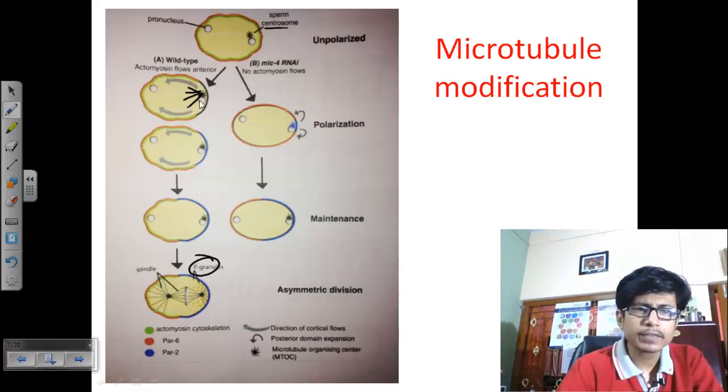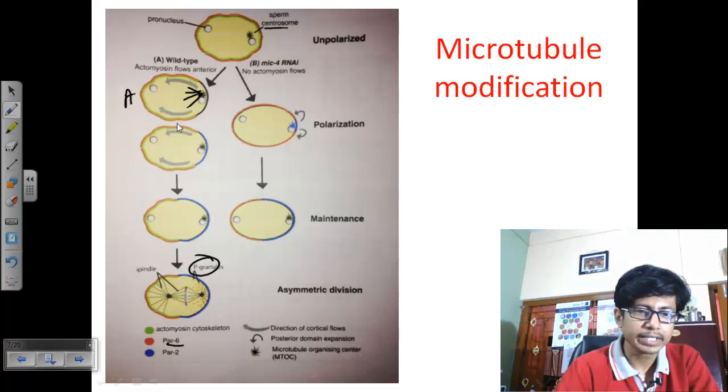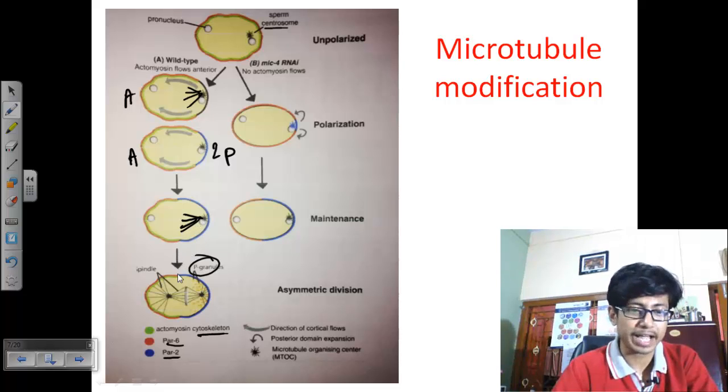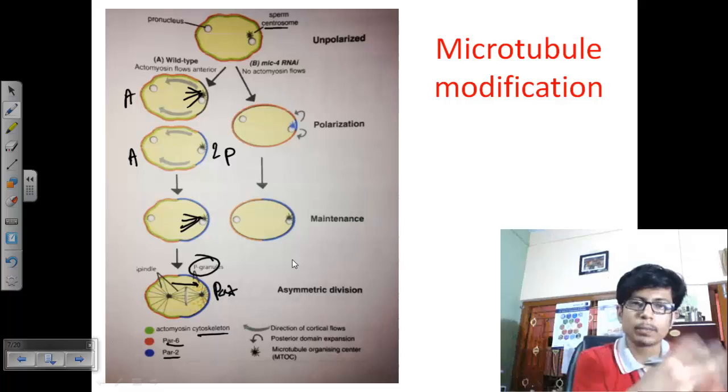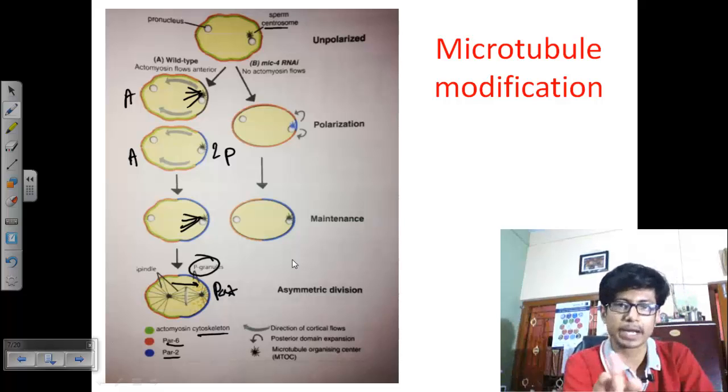And see, during the development, at the very beginning, red means PAR 6. They are arranged here in the anterior side, right? And blue means PAR 2. They are placed in the posterior side, right? From the beginning, the cytoskeleton also slowly starts to arrange. And this microtubule organizing center slowly arranges those microtubules which will drag all those P granules towards the posterior side. So ultimately, the fate or the body axis of anterior and posterior is determined by two things.